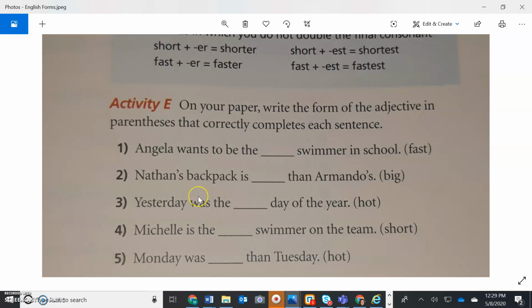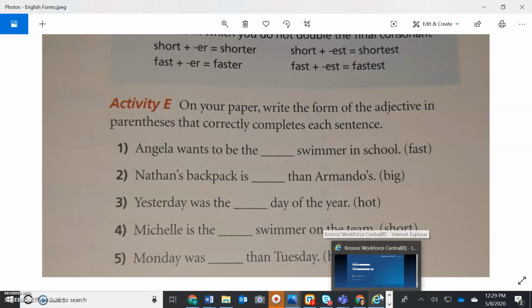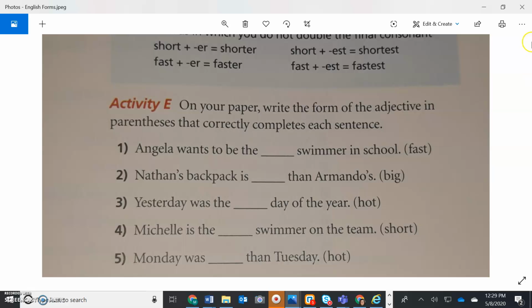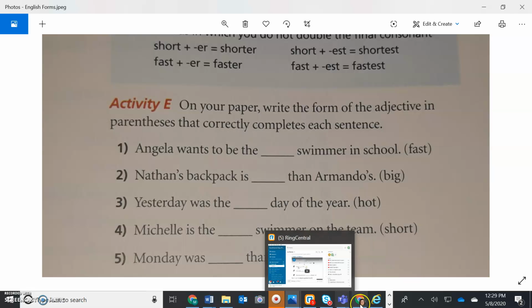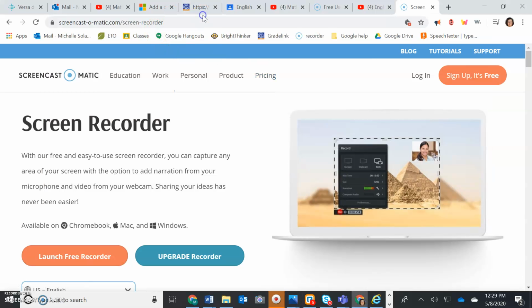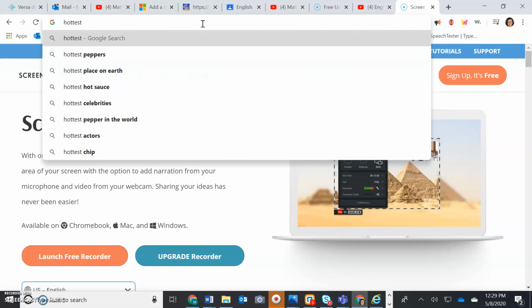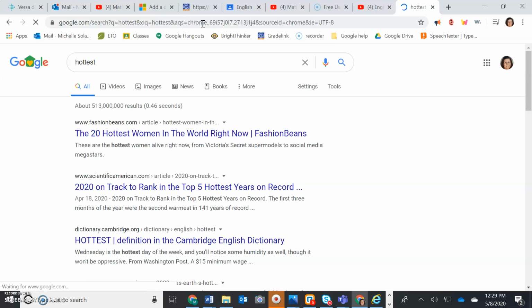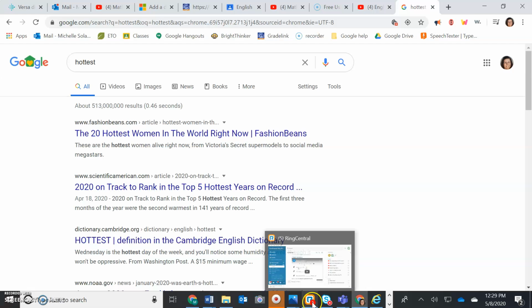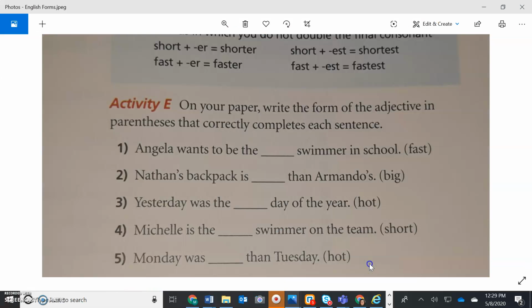Okay. Number 3, yesterday was the hottest day of the year. So how do you think you would do hottest? Here's a little trick I want to show you. If you're not sure, you come up here and you can do this. Let's say we pretend we think it's the 2 T's. So it is the 2 T's. So we just use Google to help us. We know it's the 2 T's. So now we go back.